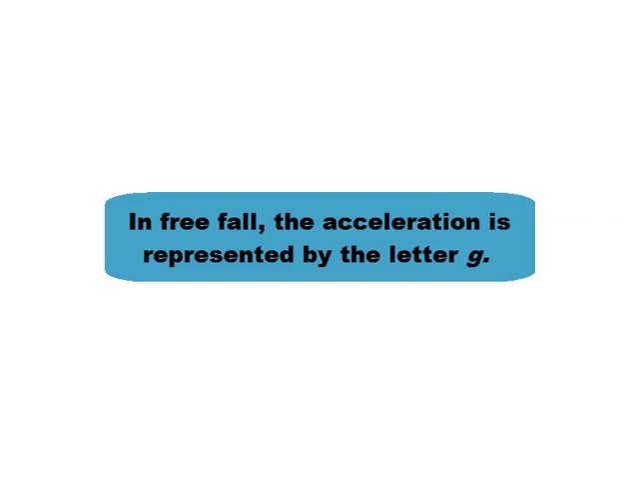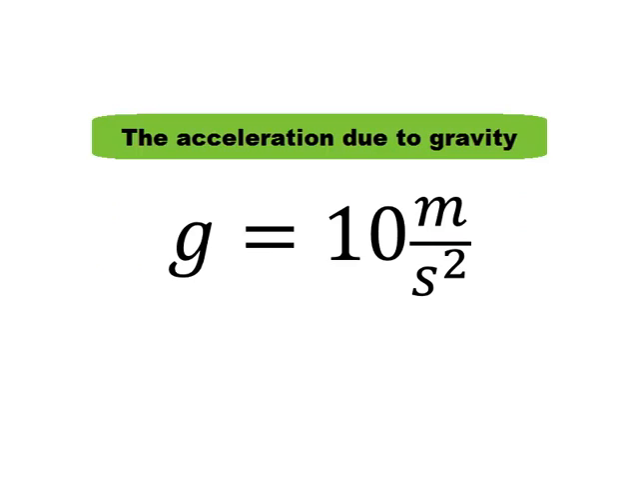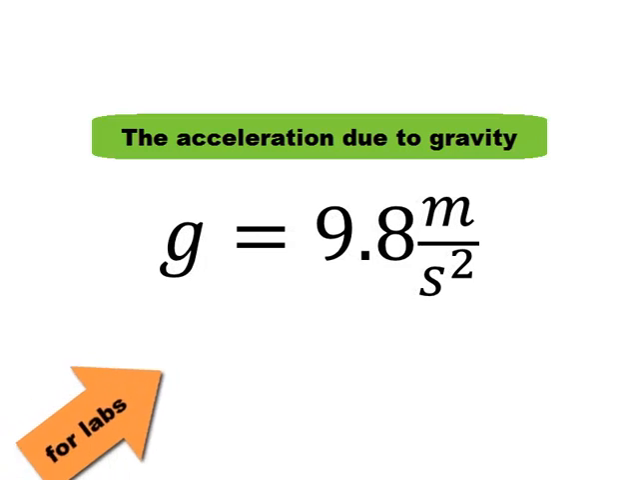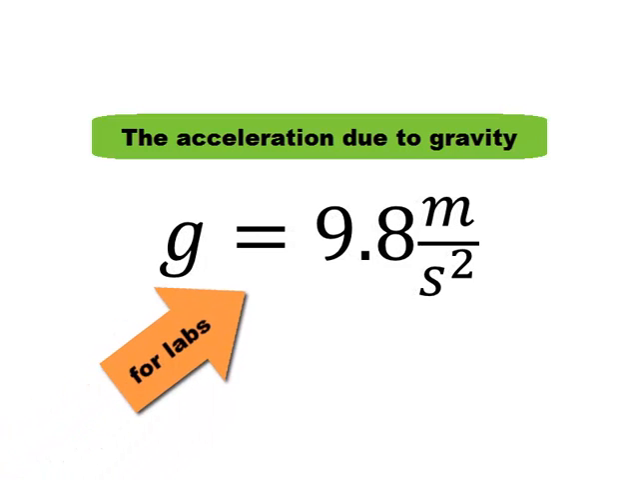For free fall, it's customary to use the letter g to represent the acceleration because the acceleration is due to gravity. Although g varies slightly in different parts of the world, its average value is nearly 10 meters per second squared. Where accuracy is important, the value of 9.8 meters per second squared should be used for the acceleration during free fall.